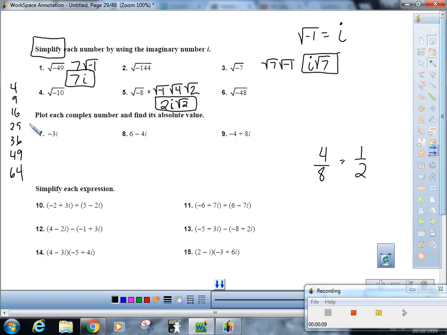Okay, so this is equal to the square root of -1 times the square root of 16 times the square root of 3. Right? Does everybody agree? 2 of these 3 radicals can be changed. We can rewrite the 16 as 4. We can rewrite the square root of -1 as i.